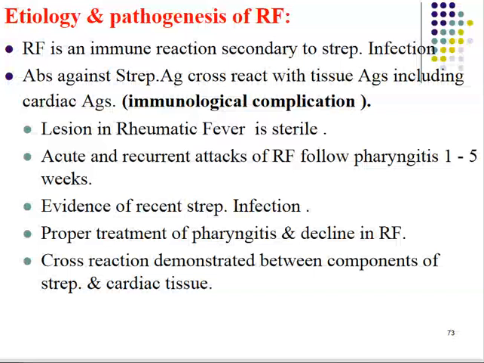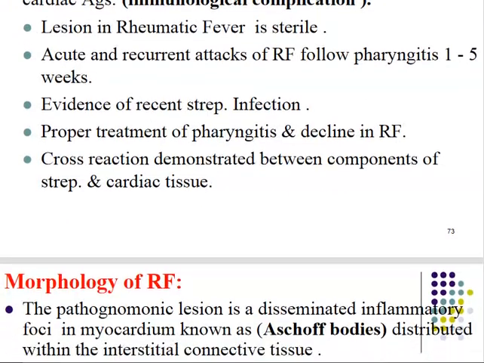Rheumatic fever is characterized by acute and recurrent attacks, occurring after pharyngitis by about 5 weeks. Evidence of recent strep infection is essential for documentation of rheumatic fever. Studies show that proper treatment of pharyngitis in the last decades is associated with a decline in the incidence of rheumatic fever. The cross-reaction is demonstrated between components of the streptococcal infection and the cardiac tissue that is exposed to the antigen.